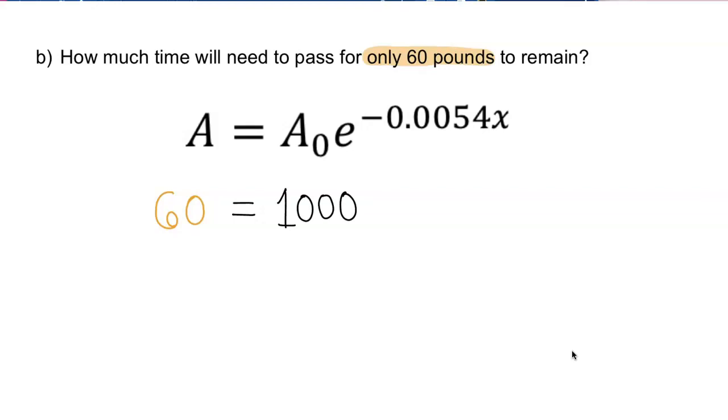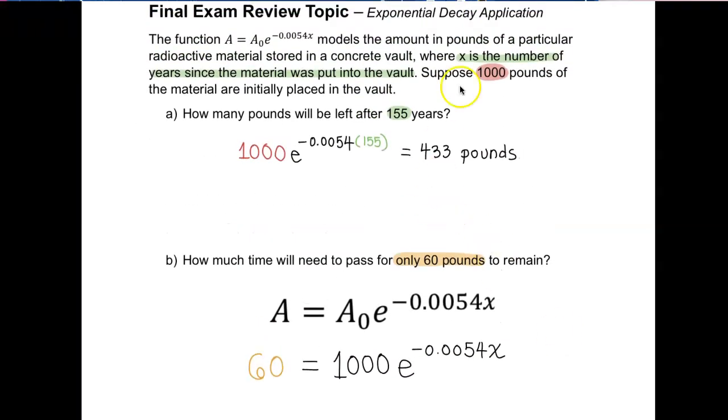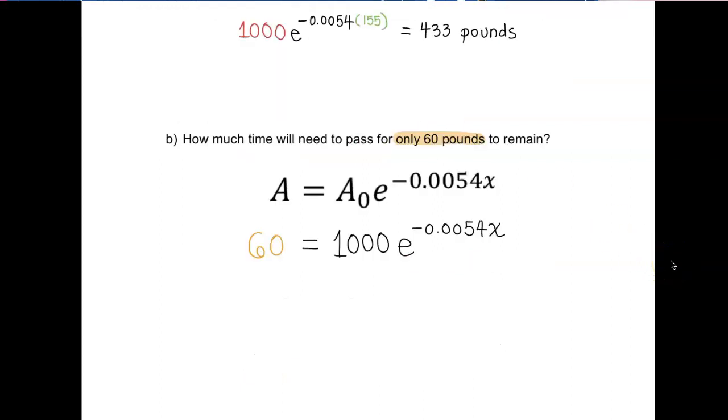And then we'll copy this exponential term down exactly the same: e to the negative 0.0054x. So we're solving for x, and x stands for the number of years. Let me read that exact part: x is the number of years since the material was put into the vault. So that's what we're trying to find over here. Will it take 1,000 years? 500 years? Let's solve for that x, okay?